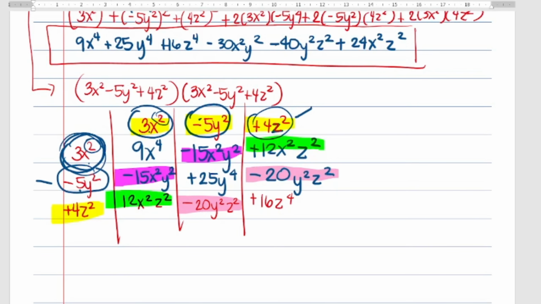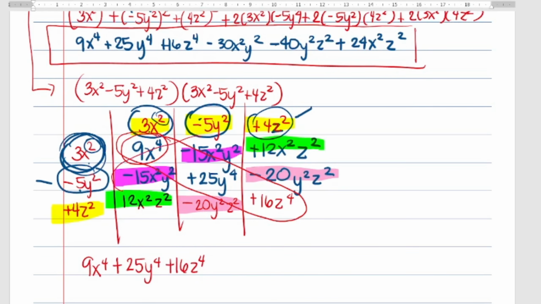9x raised to 4 has no like terms, so we could just copy it. I believe this diagonal line right here has no like terms, so just copy them. Next, the like terms.